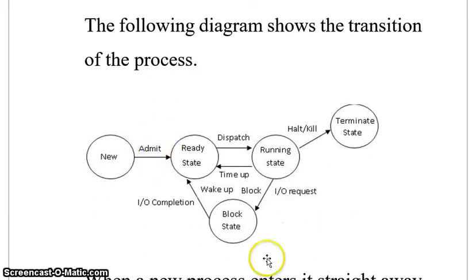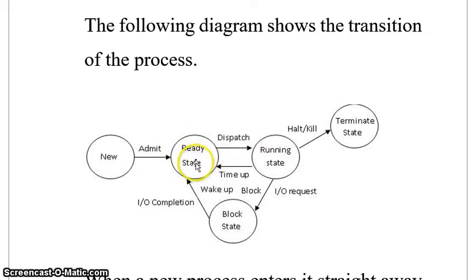In this diagram, we have already seen what is ready state, running state, and block state. Now we are going to see two other states. One is new state, the other one is the terminate state. New state: whenever a new process arrives, it will be directly admitted to the ready state. We cannot place it directly inside the CPU. First it has to be admitted inside the ready state. From the ready state, it will be dispatched.